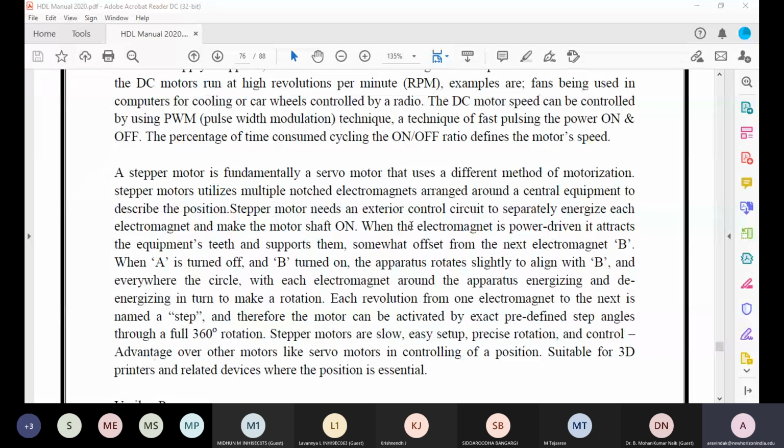Now the stepper motor needs an exterior control circuit to separately energize each electromagnet and make the motor shaft turn. When the electromagnet is powered, it attracts the gear's teeth and holds them slightly offset from the next electromagnet, B. That means there will be 2 electromagnets, A and B. When A is turned off and B is turned on, the gear rotates slightly to align with B, and it goes on in a circle, with each magnet around the gear energizing and de-energizing in turn to make a rotation. So this rotation is not continuous. This rotation is only step by step.